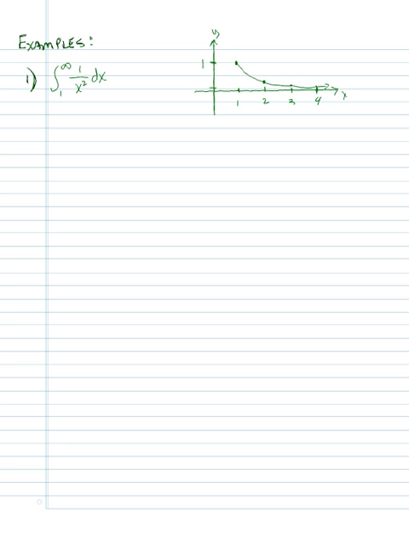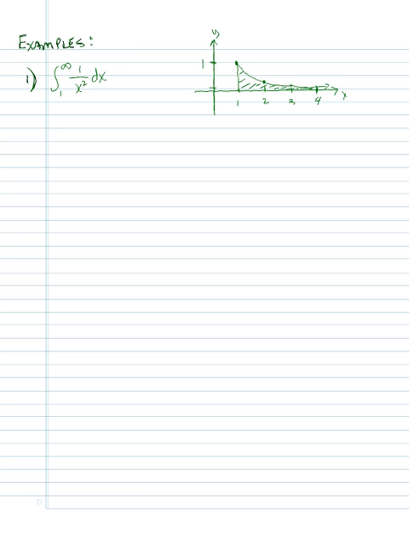And the first example is the integral from 1 to infinity of 1 over x squared with respect to x. And what you see is my drawing over here on the side. That's the graph of y equals 1 over x squared. And so if we were to look at this integral, which we know is an improper integral, we could interpret the result as being the area of this unbounded region.